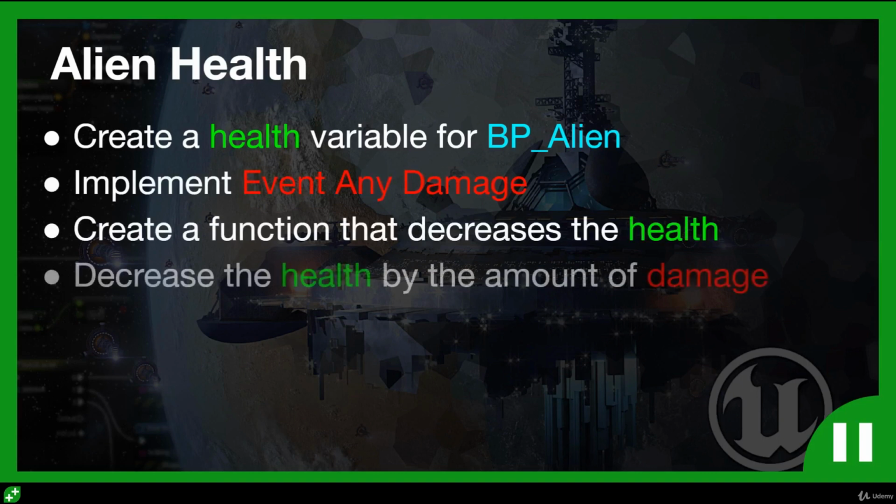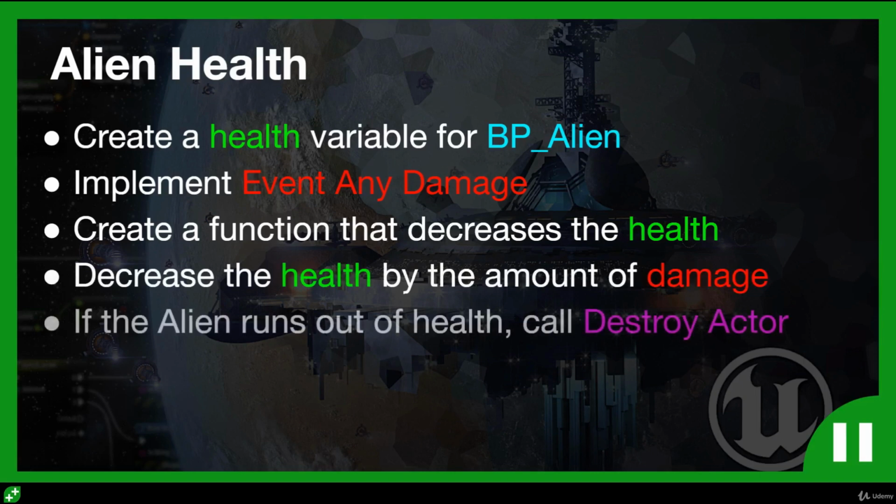Decrease the alien's health by the amount of damage being applied, and remember you should clamp the health after you decrease it. Then just for now, if the alien runs out of health, call destroy actor to remove the alien from the level, so it should be super obvious while we're testing if we've killed the alien. So pause here and set all of this up for your alien class, and remember we've covered all of this in the previous lesson, so if you get stuck, check out how we handle damage in the Marine blueprint.